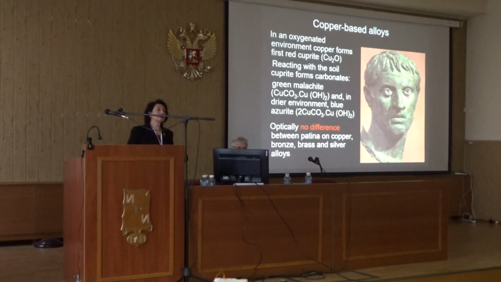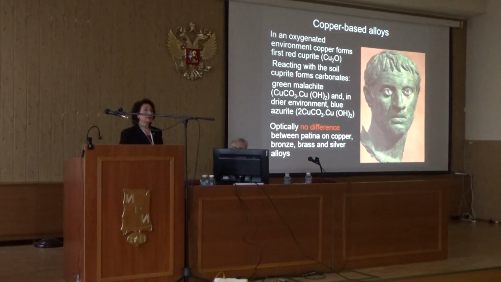In some special environments, and I'm talking about Sicily, for example, or Crete, where I've been working for many years now, you get azurite out of the earth because of the dry environment. All of these have been used as pigments as well. Optically, we cannot distinguish the metal which is patinated. The patina looks just the same on copper, on bronze, on brass, and even on silver.